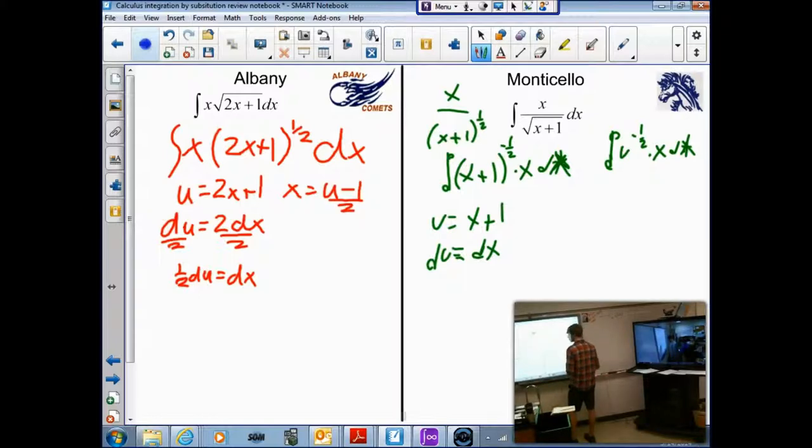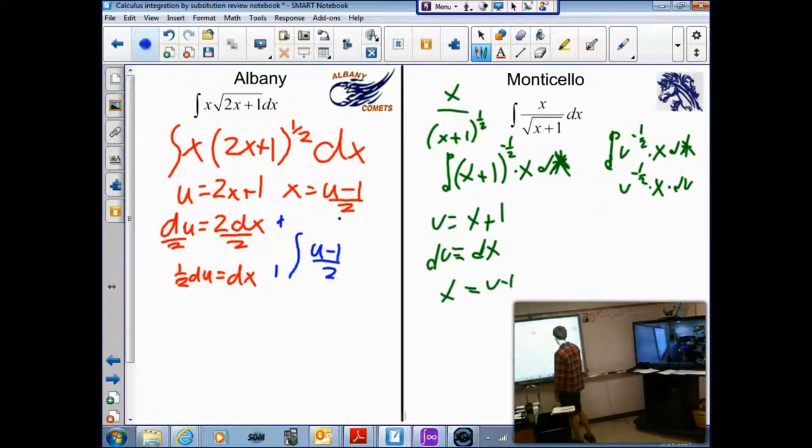It only replaces the first thing that you have, the dx. So dx is the same thing as du. So that just becomes u to the negative 1/2 x du. And now I've replaced that, so x would equal u minus 1. Yeah, there you are. That's what you want to do.